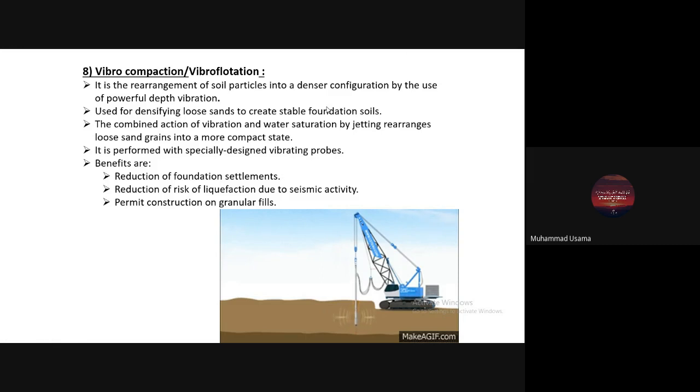The benefits of vibrocompaction are that it reduces the foundation settlement, because whenever vibrocompaction is done, the pre-construction settlement in the soil occurs. So when the building is constructed on that soil, further settlement will not occur. It also reduces the risk of liquefaction due to seismic activities and permits construction on granular fills, because the granular fills have large voids, and due to vibrocompaction, the voids are reduced.